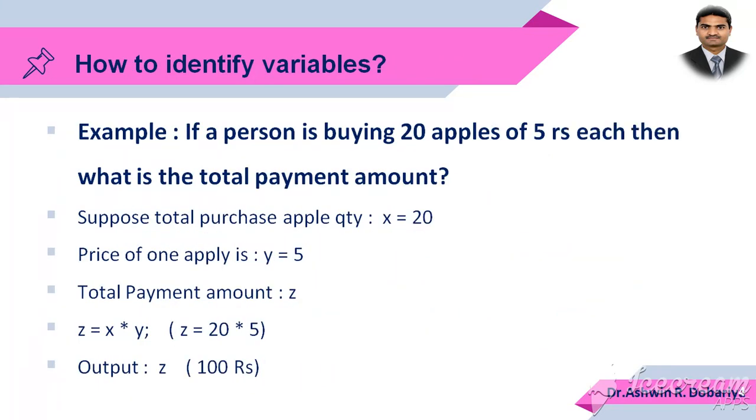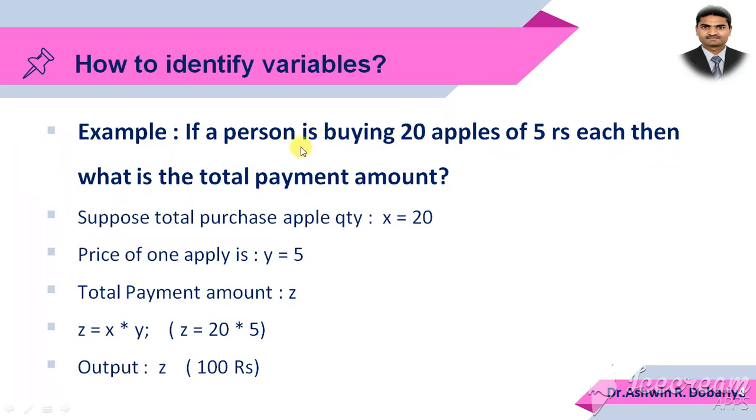Let's remember our school days in the mathematics subject, generally in 5th or 7th standard. In mathematics we have solved this kind of problem. One of the definitions is: if a person is buying 20 apples at 5 rupees each, then what is the total payment we have to give? We have generally solved this kind of problem in mathematics.